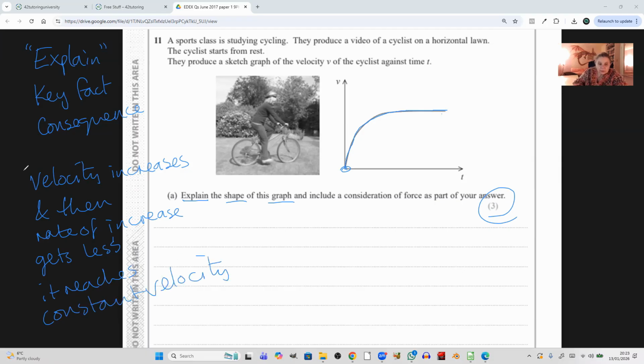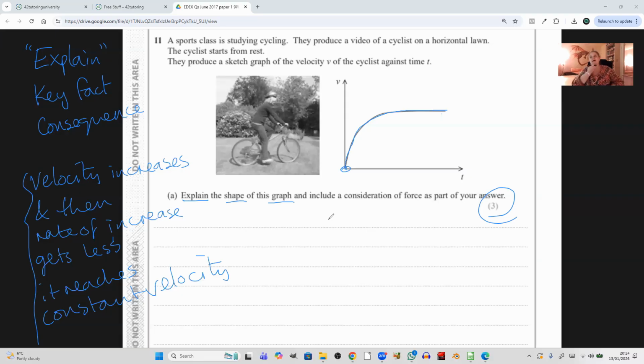Right, now if I wrote that for this question, I wouldn't score anything. Why not? Have I explained anything? No, you described the graph. I have described. Perfect. Can you see that the mistake is to describe, not explain?